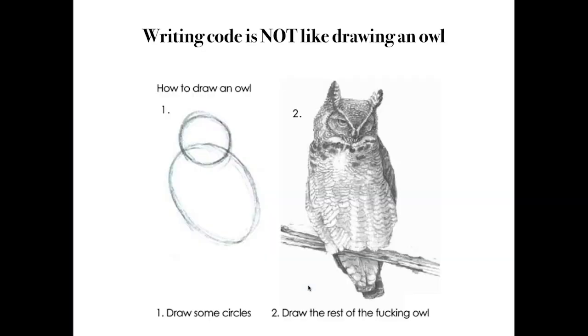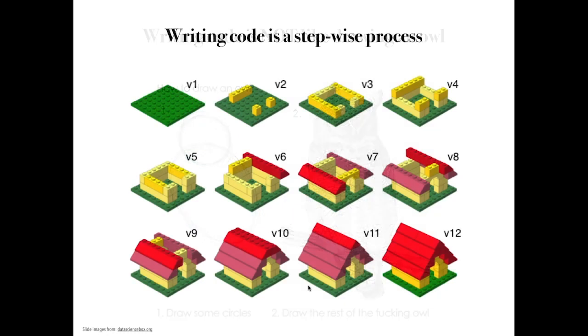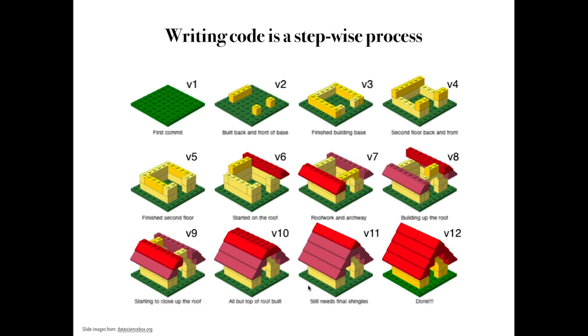Now, last idea, writing code is not like drawing an owl. I don't know if you guys have seen this sort of meme, right? So it's not like I've got some code and then I've got this beautiful insight, right? Maybe this is like if it were in Excel or something, right? No, writing code is a stepwise process. If we have an idea of where we're going, then we start with a structure and then we build some walls and so on. And maybe we even comment it, right? We say we finished the 2nd floor and then we started on the roof and so on, right? This is how we want to think about it.